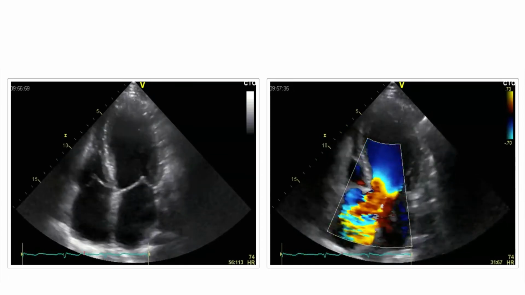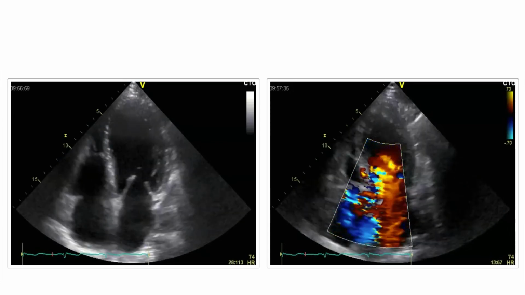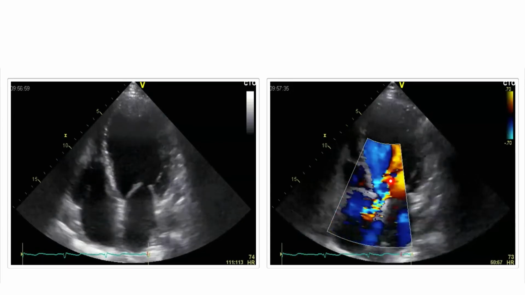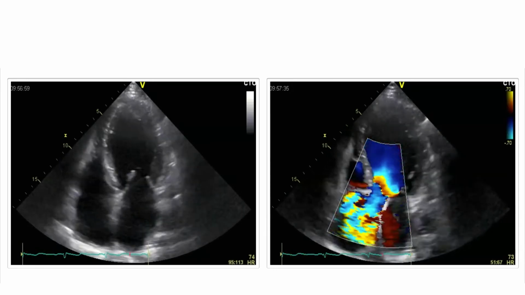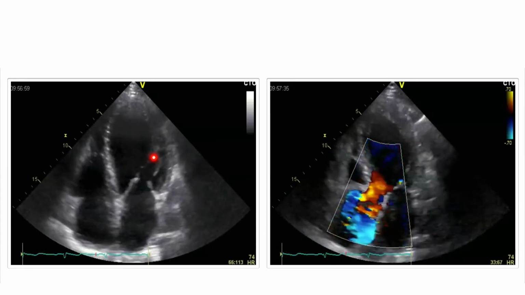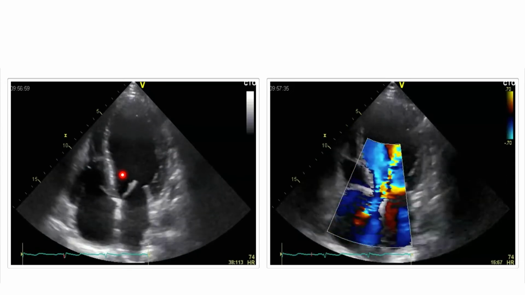Well, this jet is not really small. We can detect the isoproximity velocity area. Yes, the flow convergence zone, and it's quite large. So this is probably relevant aortic regurgitation, especially if you look at the size of the ventricle. It looks dilated, so there seems to be some degree of volume overload.